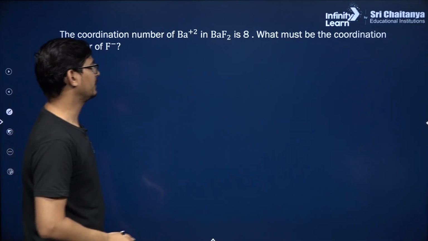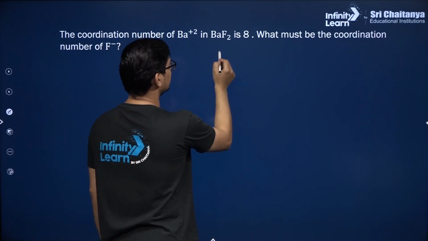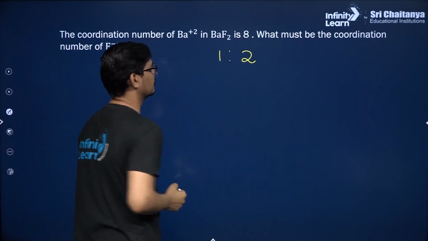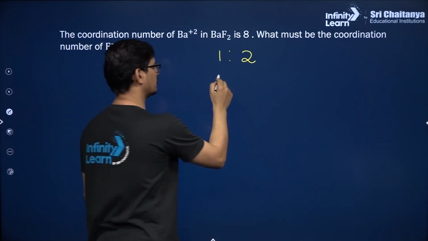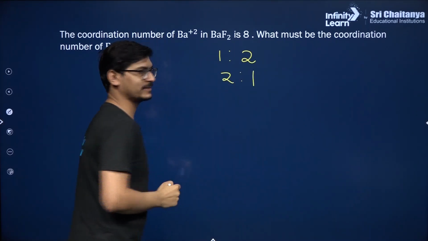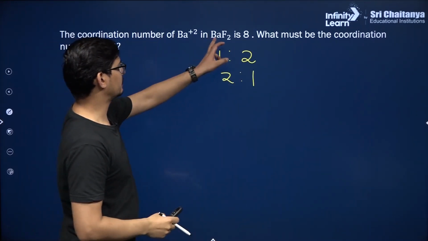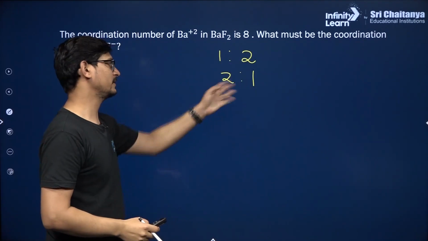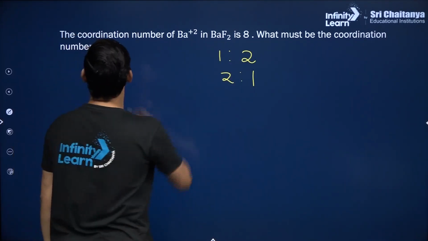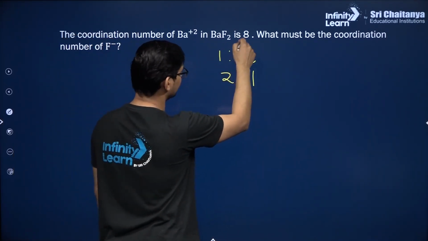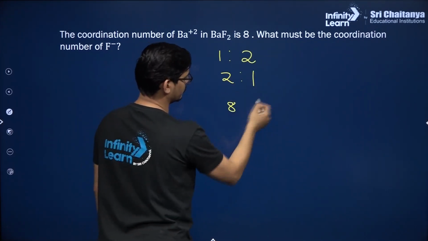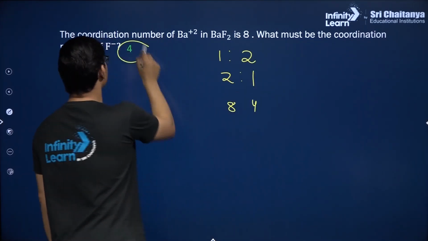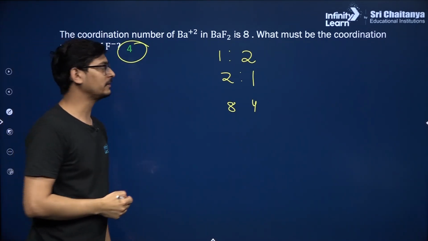The coordination number of barium in BaF2 is 8. So remember guys, if the stoichiometry of a compound is 1 x is to y, the coordination numbers are in the ratio of y is to x, right? So stoichiometry is 1 barium 2 fluoride, coordination number will be in the ratio of 2 is to 1. Now they have given that coordination number of barium in barium fluoride is 8. So this is 8, it has to be half of that, which is 4. So fluoride might be occupying tetrahedral void.